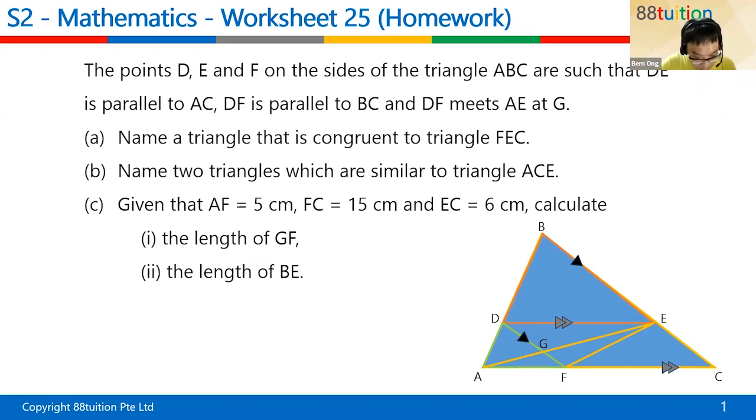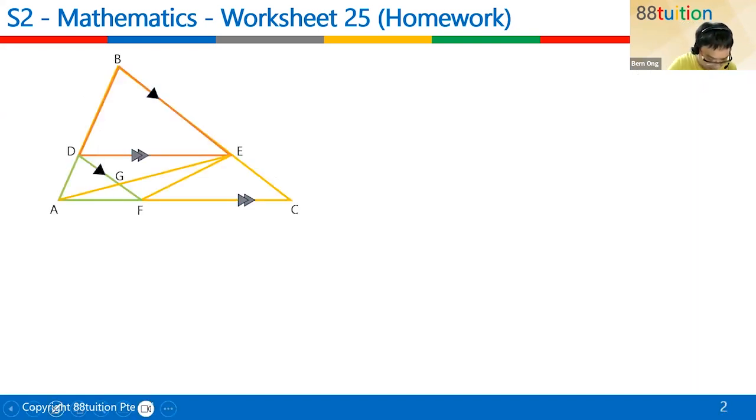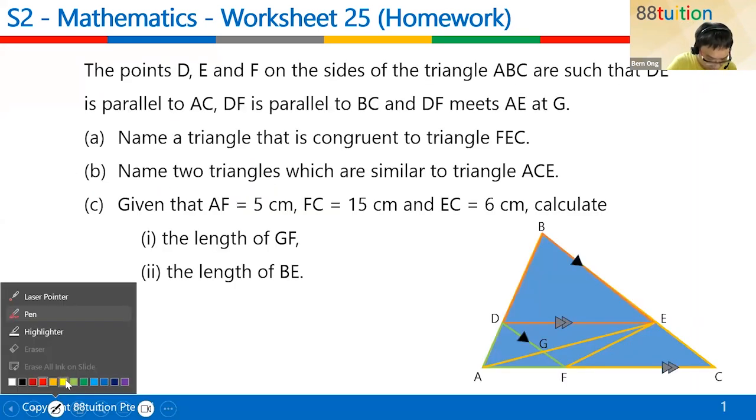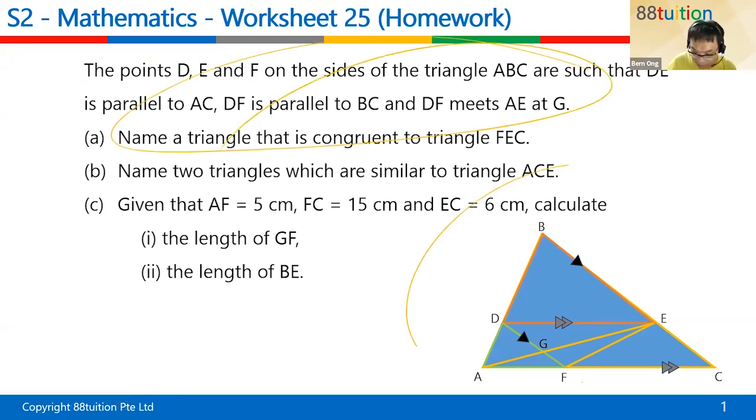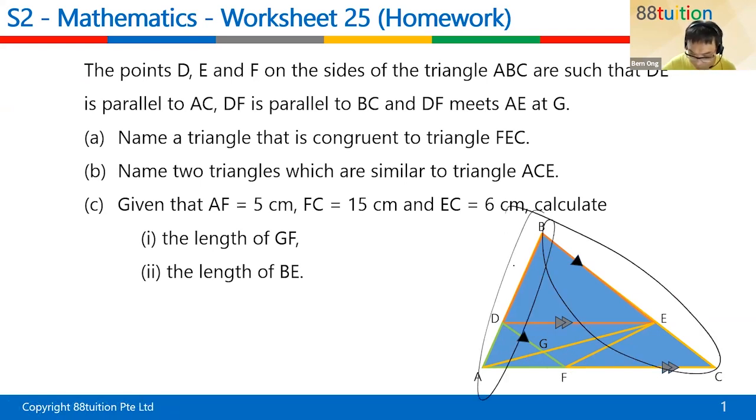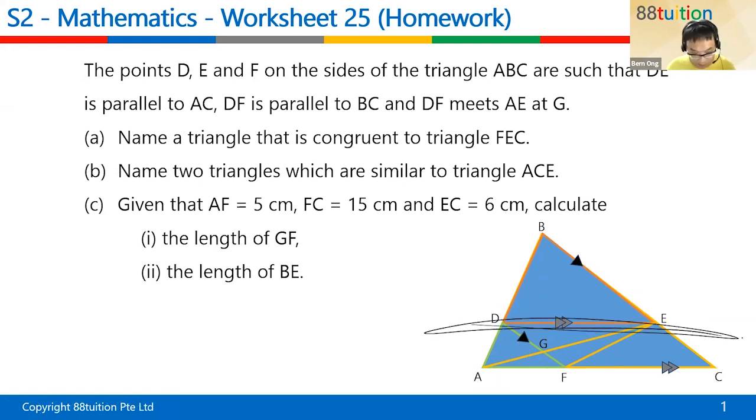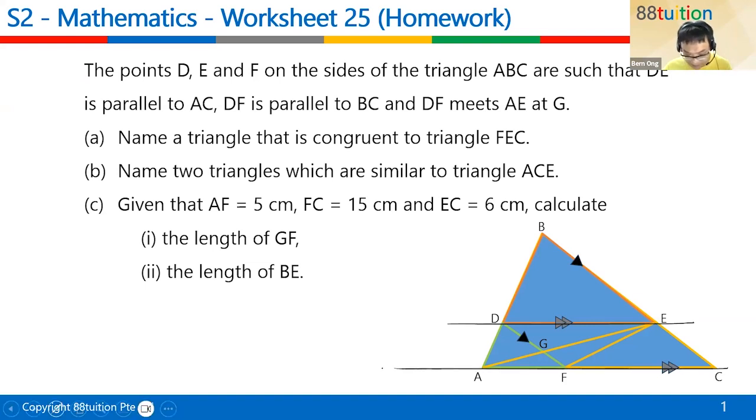The points D, E, and F on the sides of the triangle ABC are such that DE is parallel to AC. Children, my advice to you: always read and then look at the diagram. Point D, E, F is down here, they are on the sides of the triangle ABC, such that DE is parallel to AC. This one is parallel. And what else? BC is parallel to DF.